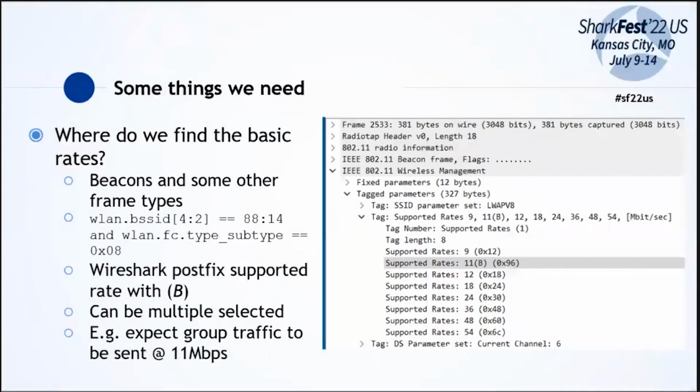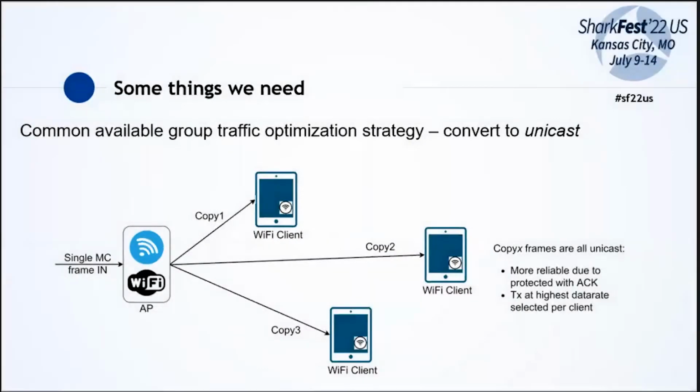So where does this basic rate show up? Just as an example, in a packet capture. Here's a beacon. If you look under supported rates in a beacon, Wireshark will postfix the basic rate with a B. So I only have one basic rate. So from this BSSID, when he sends group traffic, I set the expectation that it should all be at 11 megabits per second. So, okay, no trouble. That's where it is.